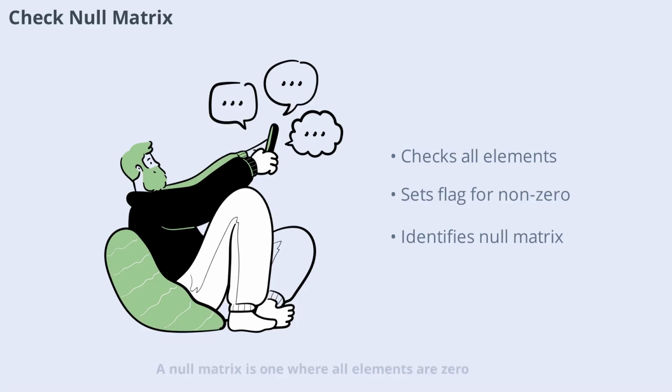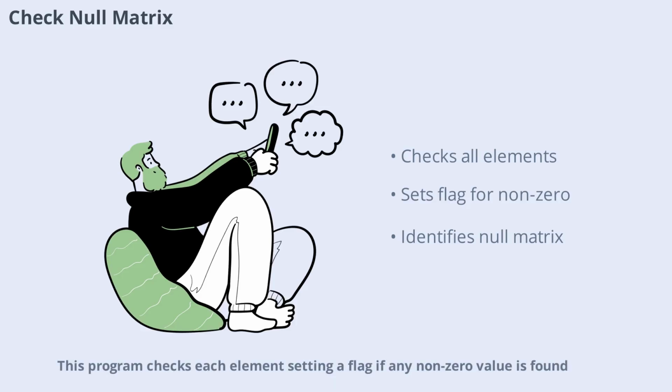A null matrix is one where all elements are zero. This program checks each element, setting a flag if any non-zero value is found. It's a simple yet effective way to practice array traversal and condition checking.